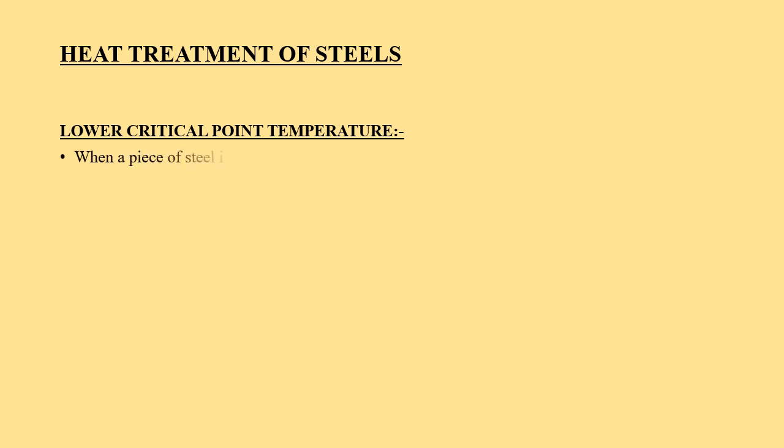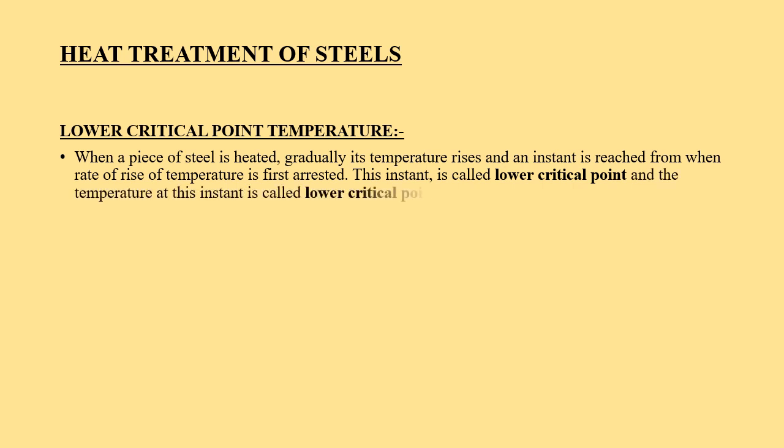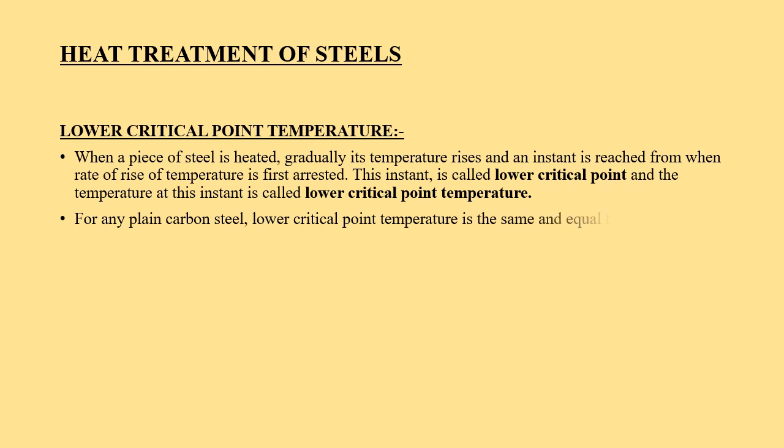To go through the iron carbon equilibrium diagram properly, we must know some important parameters. At first, we have to know lower critical point temperature. When a piece of steel is heated, gradually its temperature rises and an instant is reached from when the rate of rise of temperature is first arrested. This instant is called lower critical point, and the temperature at this instant is called lower critical point temperature. For any plain carbon steel, the lower critical point temperature is the same and equal to 723 degrees centigrade irrespective of carbon percentage.